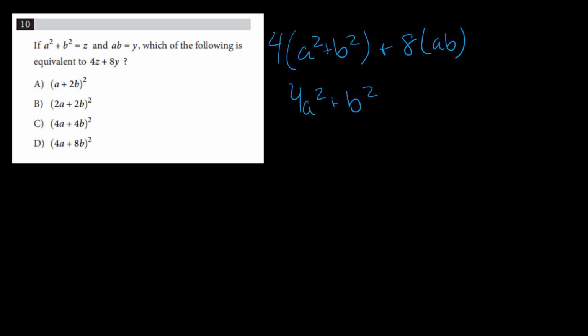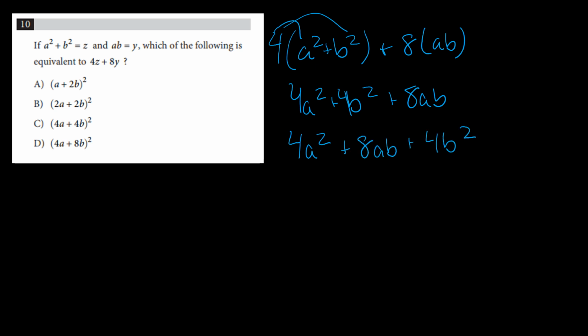a squared plus b squared equals z, and ab equals y. Which of the following is equal to 4z plus 8y? Okay, well, let's just start plugging some stuff in here. 4 times (a squared plus b squared) plus 8 times ab. So 4a squared plus 4b squared, sorry, forgot to distribute there. This is 4a squared plus 8ab plus 4b squared.